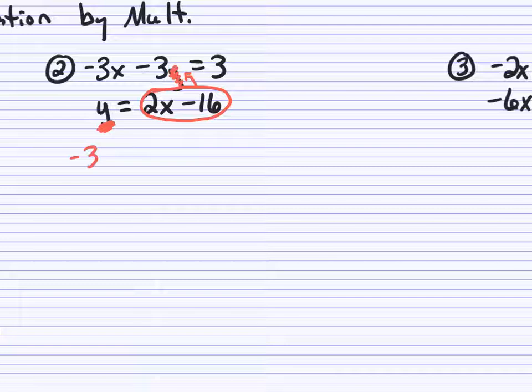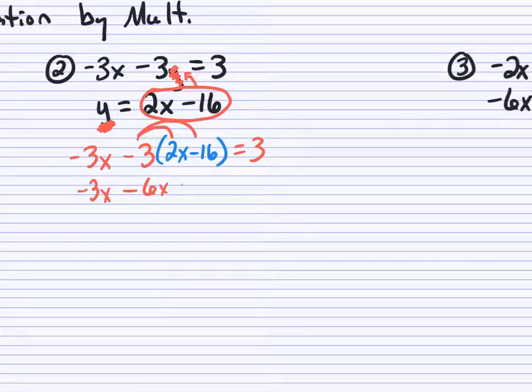So it's negative 3x minus 3, but instead of times y, it's times 2x minus 16 equals 3. From here, I see the distributive property with the negative 3. So that gives me negative 6x plus 48 equals 3. I see like terms on the same side, negative 3x and negative 6x gives me negative 9x.